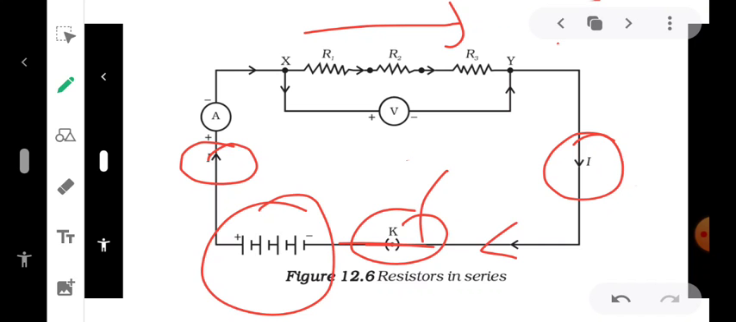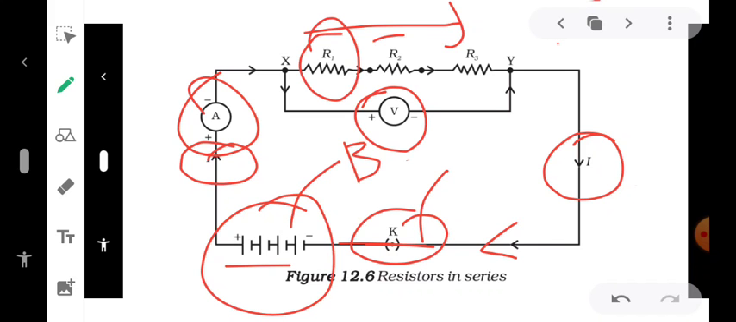What is this symbol? So many electrical cells are connected in series connection, so this is called as battery. This is ammeter, this is voltmeter, resistor 1, resistor 2, resistor 3. All are connected in series connection. Why? The current is same. So this is about series connection.